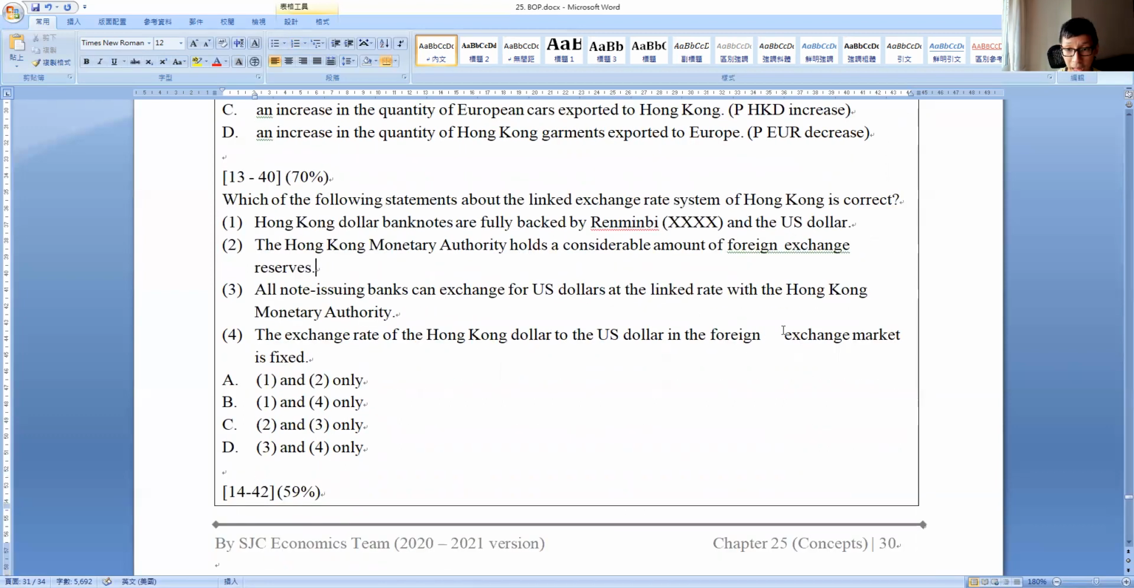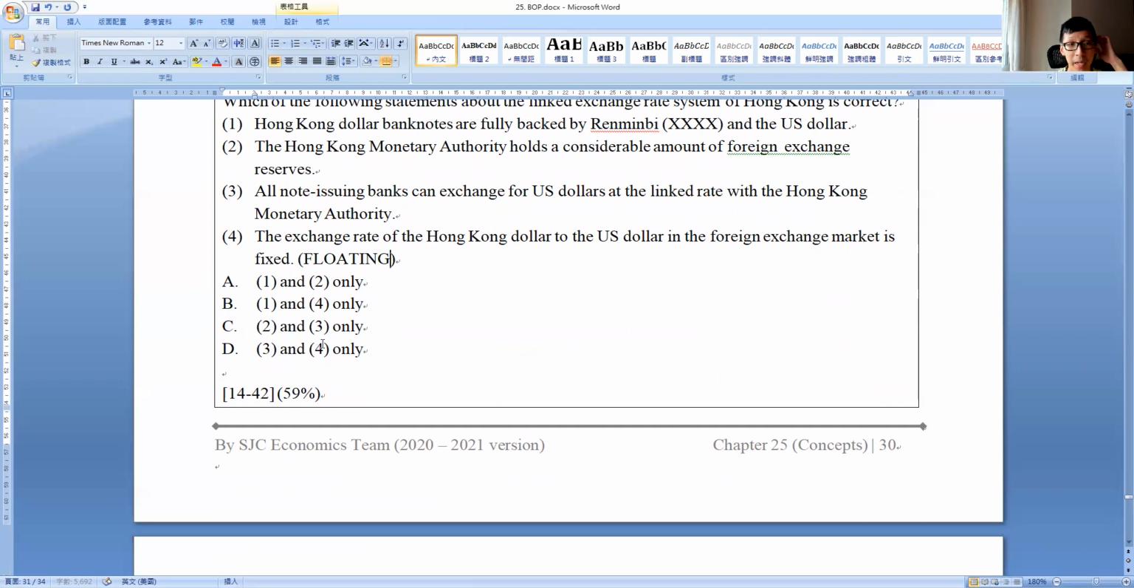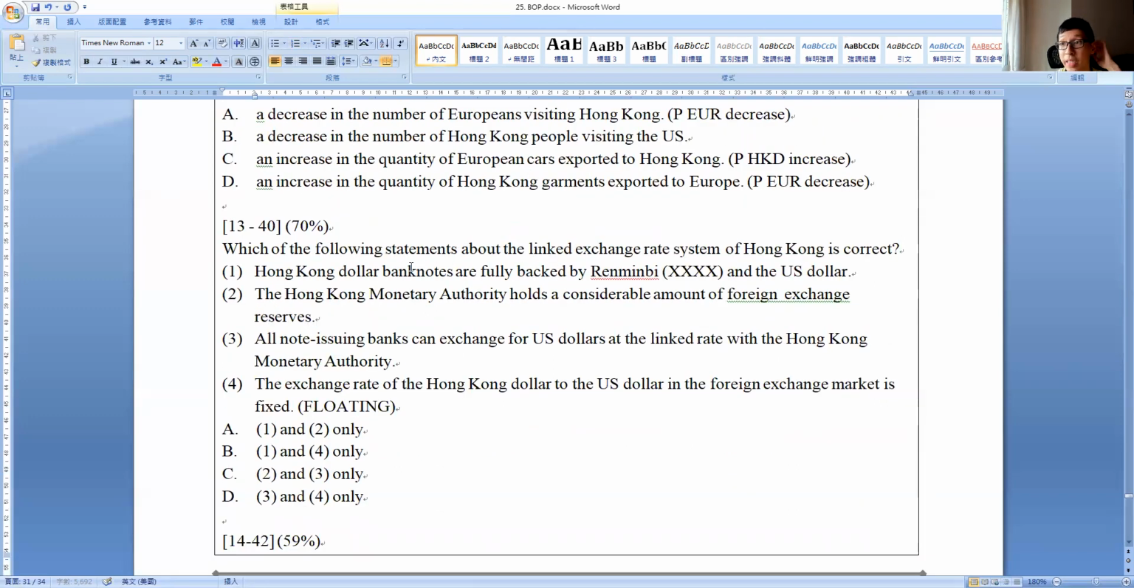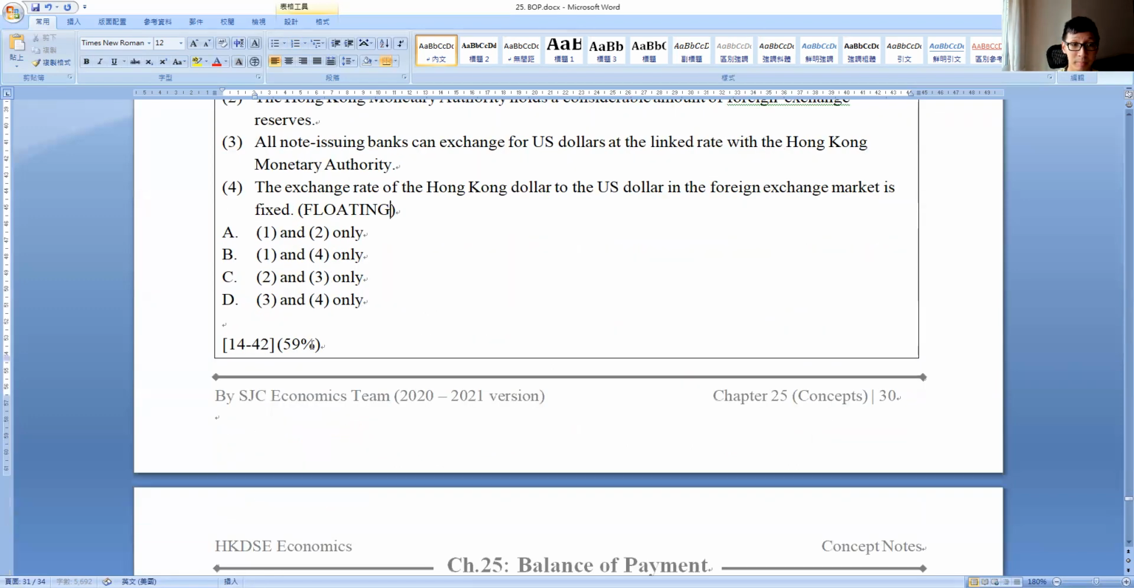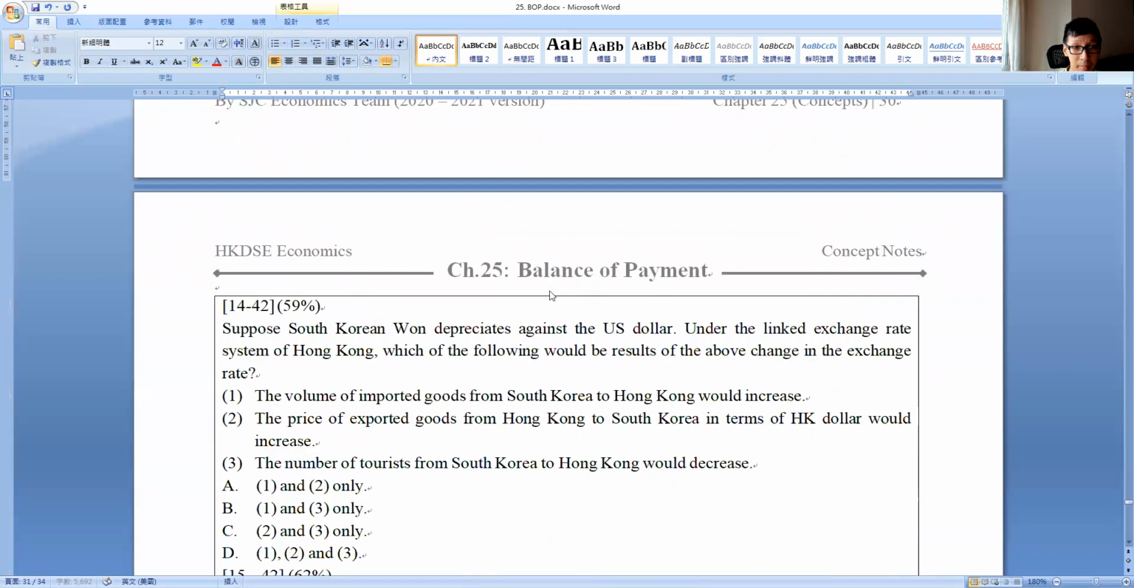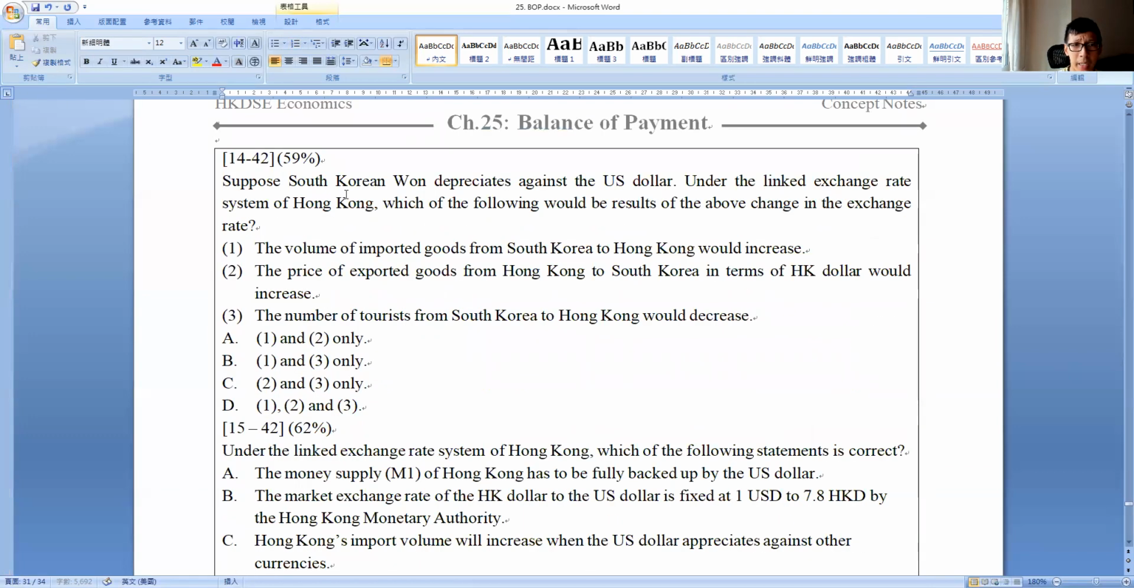OK, 好嘛？好，睇埋 D 啦。好 D 講咩啊？ The exchange rate of Hong Kong dollar to US dollar in the market is fixed. 講咗好多次啦，係咪啊？ It should be floating, not fixed, right? 嗱，70% 啱啊。So you need to get these correct. 70% 啊，得唔得？好啦，next one. Now suppose Korean won depreciates against US dollar, which means USD appreciates, right? 好啦，when USD appreciates, Hong Kong dollar also appreciates, right?